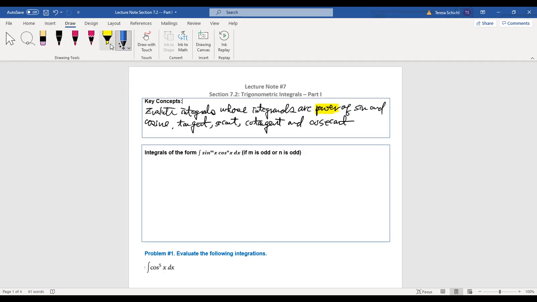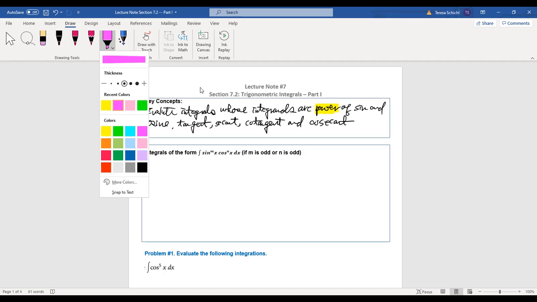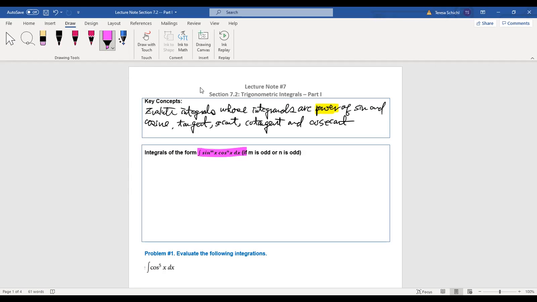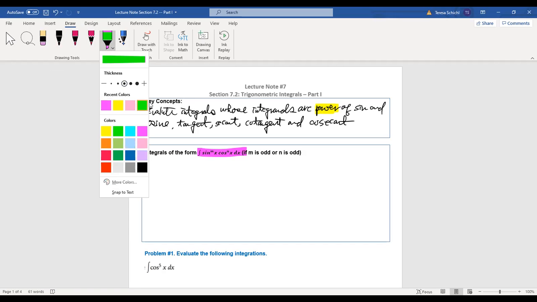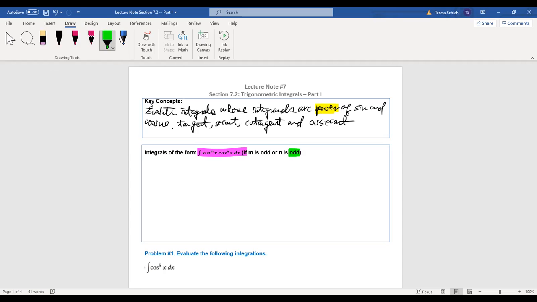The first thing we're going to talk about, in part 1, is how to deal with integrals of sines and cosines. The key thing here is that one of the powers is an odd number. It could be that n is an odd number, or both of them are odd. Doesn't matter, as long as one of them is odd.